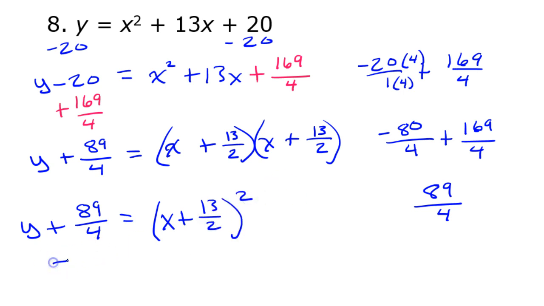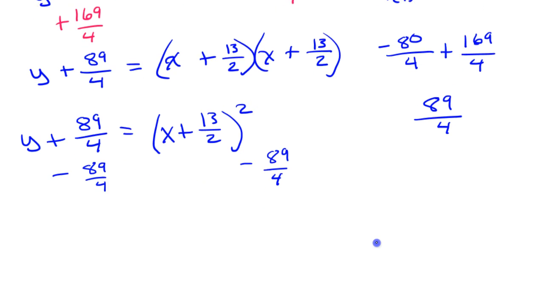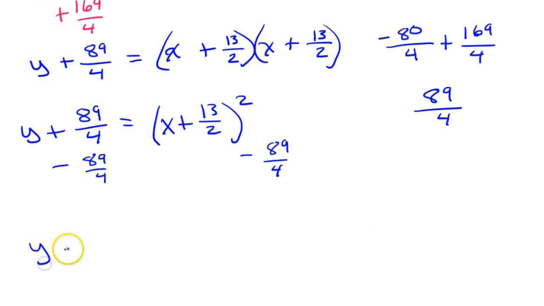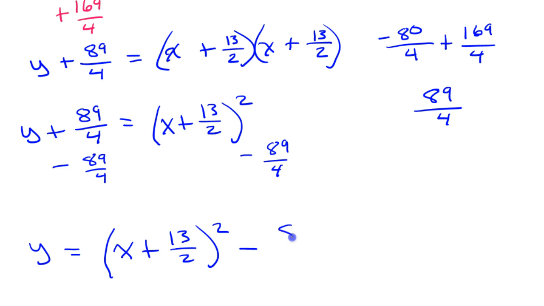For the final step, we will subtract 89 over 4 from both sides. So the final answer in vertex form will be y equals x plus 13 over 2 squared minus 89 over 4.